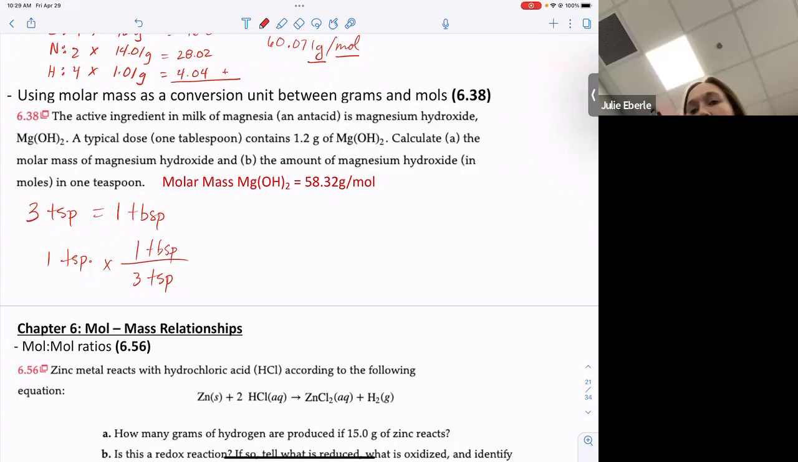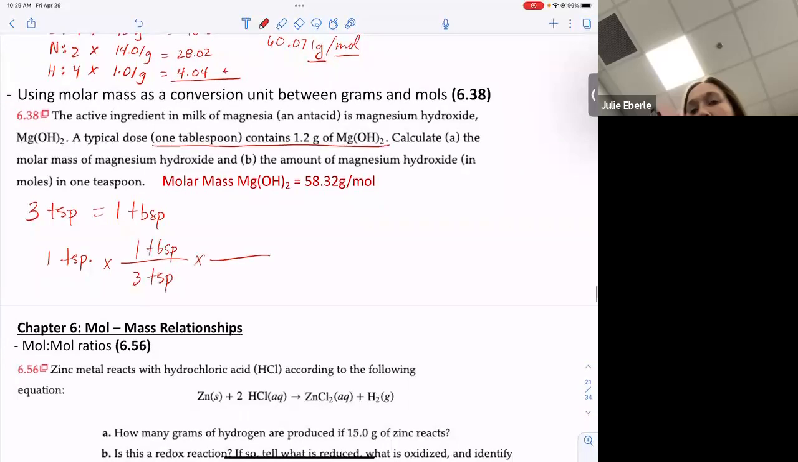Then what should I do? That's right, Kendall. So this problem tells me 1 tablespoon is equivalent to 1.2 grams of our substance. So for every 1 tablespoon, there's 1.2 grams of the MgOH2. I'm not to moles yet. I want to get all the way to moles. So teaspoons cancel, tablespoons cancel. Now what do I do?